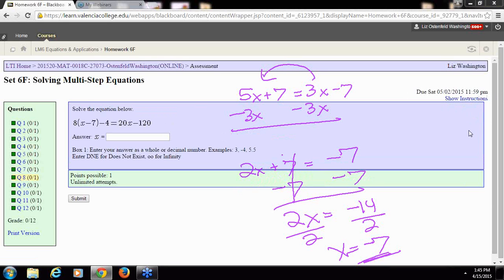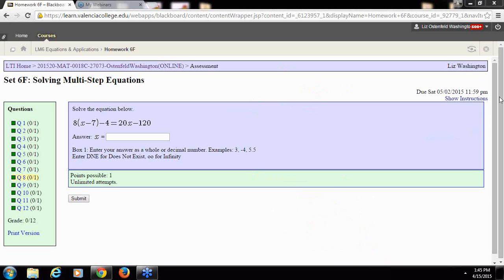Okay, in this problem, they give us a little more simplification to do before we can actually start solving. And this includes distributing. So I'm going to distribute this 8 to this x to get 8x. Then I'm going to distribute this 8 to this negative 7, which is negative 56. I'm going to bring down the negative 4 because I'm not actually distributing that anywhere, or it's not getting anything distributed to it. Bring down my 20x minus my 120.